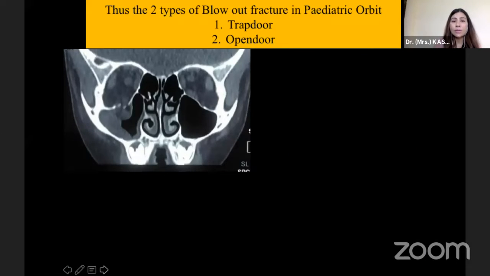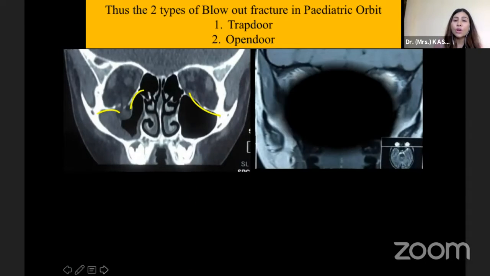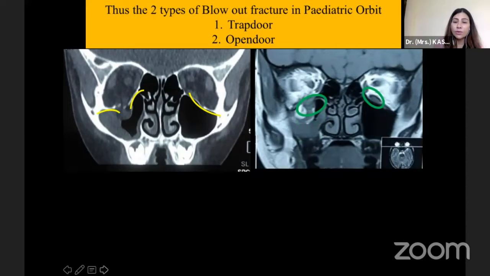So in pediatric cases, we very commonly get the trapdoor fracture, which I have already shown you, where you can see the muscle being entrapped. This is the CT and the MRI that you can see here.